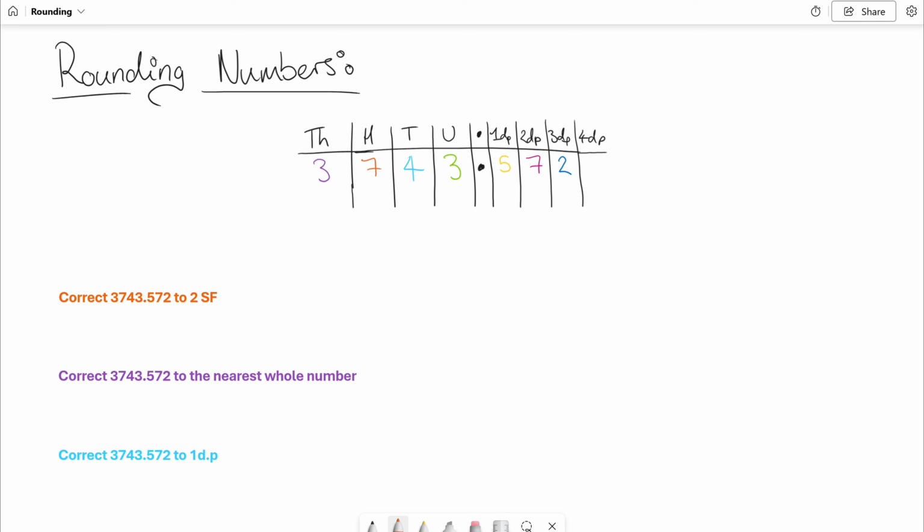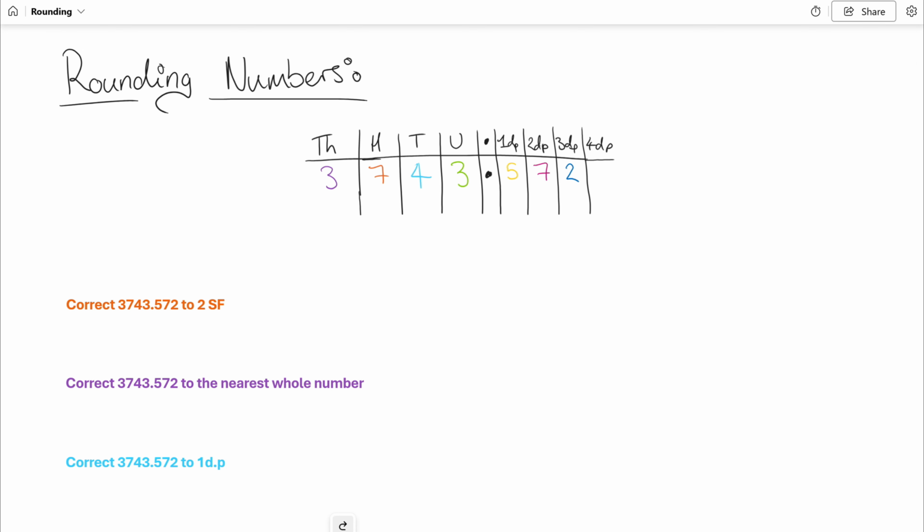So here are 3 examples of rounding numbers questions, and I'm going to show you how to do each one. Each one's worded slightly differently, but the technique is the same. All right, so let's look at the first one, yeah? It says, correct 3,743.572 to 2 significant figures.